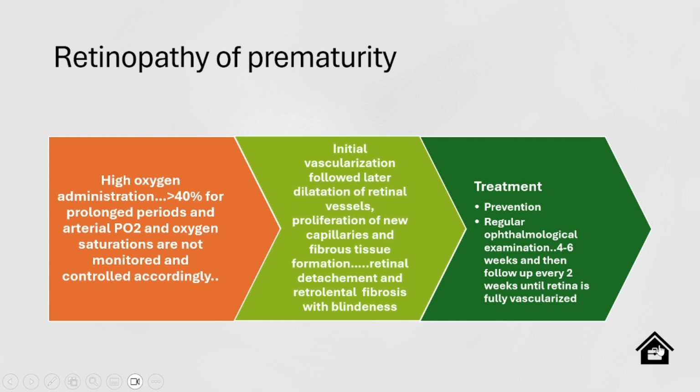In retinopathy of prematurity, there is basically initial vascularization, followed later dilatation of retinal vessels, proliferation of new capillaries and fibrous tissue formation lead to retinal detachment and retrolental fibrosis with blindness. This condition must be prevented by adequate monitoring of inspired oxygen and PO2. All premature babies must have regular ophthalmological examination for 6 months after discharge from hospital.